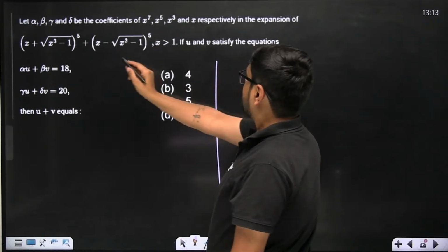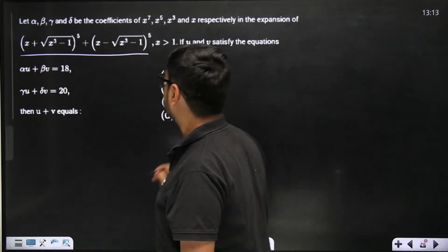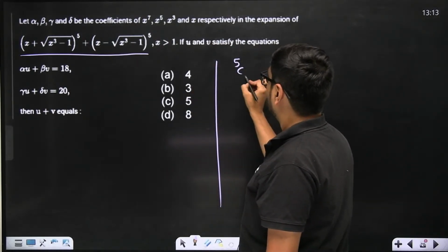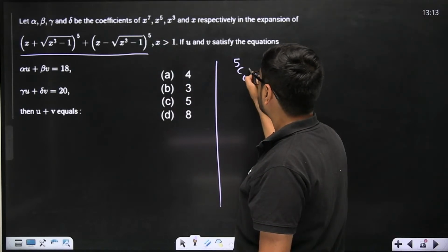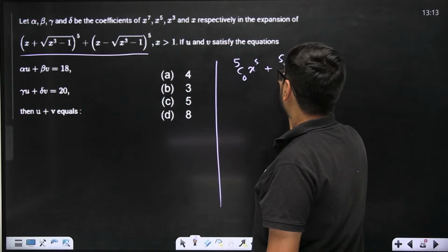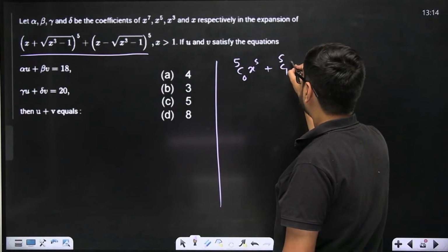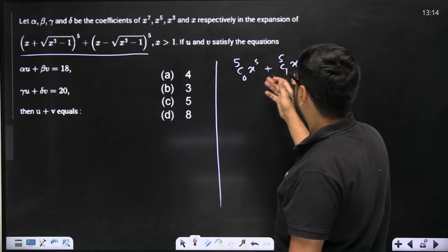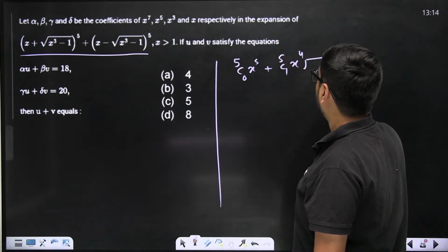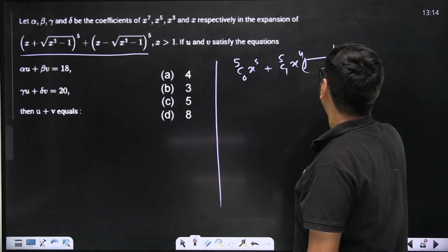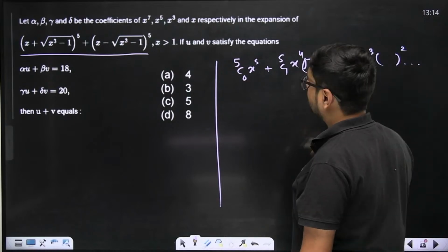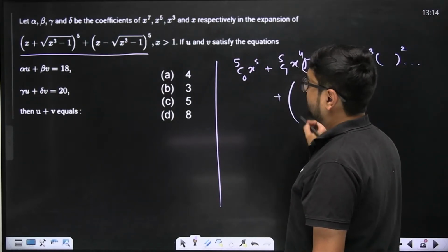If you know this, then you can solve this variety of question very easily. Let's say we expand this thing, what do we get? Try expanding once on your own. 5C0 x to the power 5 and this root thing to the power 0, plus 5C1 x to the power 4 and this root thing to the power of 1, plus 5C2 x to the power 3, this root thing to the power 2. This will go like this.